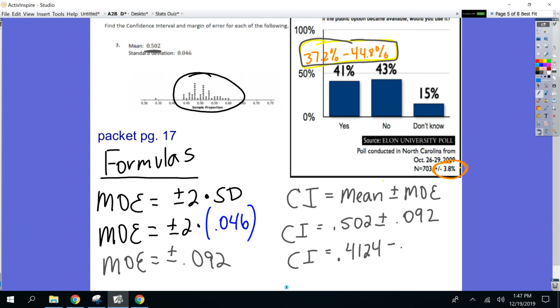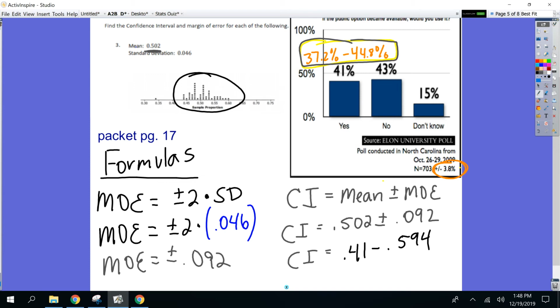Okay, I'm looking at the wrong one. I'm sorry, I'm looking at the next one. This is my bad, brother. I got it. 0.41 to 0.594. How about that? Better? There we go.